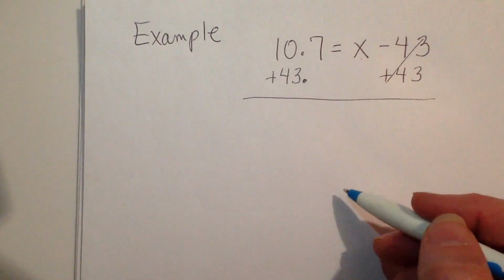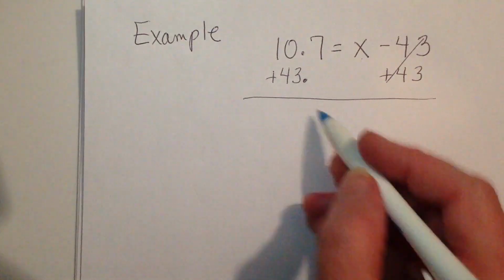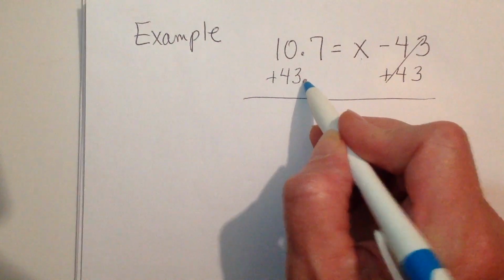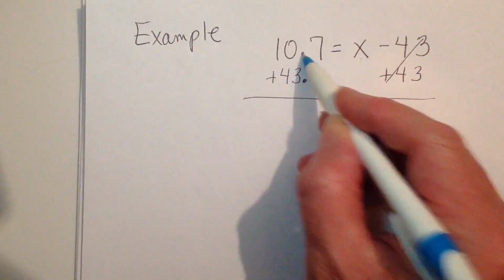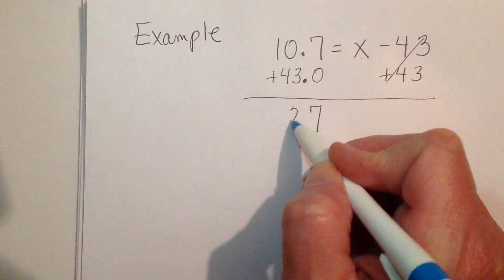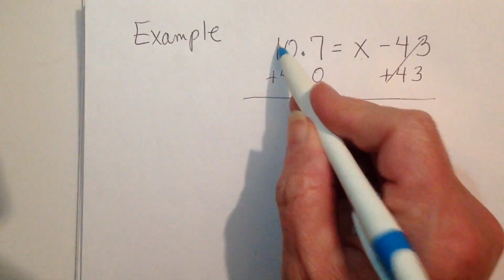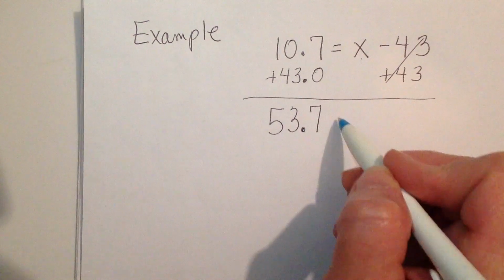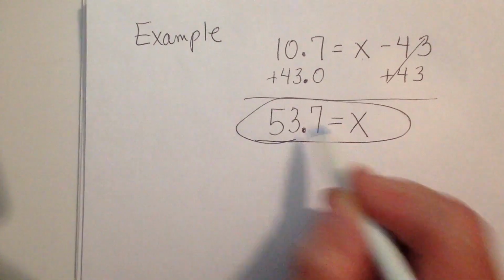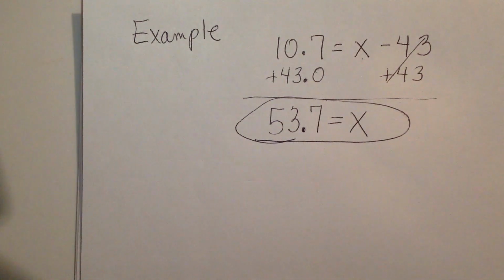So the 43's cancel on the left side. I have 10.7 plus 43.0. Notice my decimals are lined up. So I have 7. 0 plus 3 is 3. Bring down your decimal. And 1 plus 4 gives you 5. Equals x. You see that's the same answer that I got earlier when I eliminated the decimal by multiplying each term through by 10.